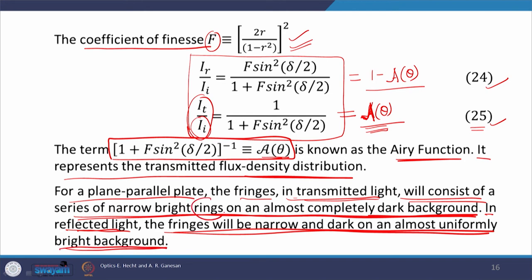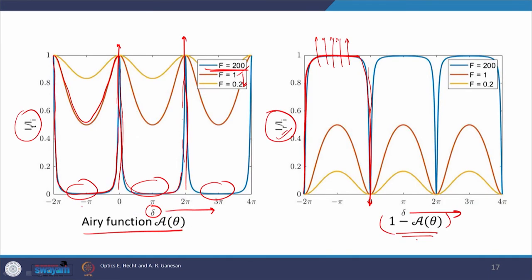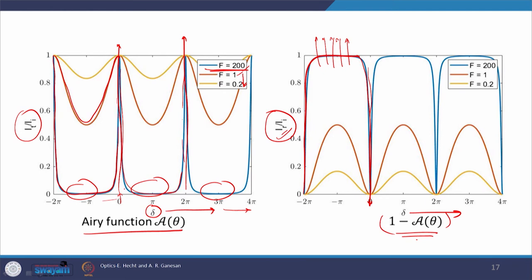But the ring concept is still to be explained, why it is a ring. Now you see that this is the phase; on the horizontal axis I am plotting the phase. And this thin film is a 3-dimensional object. One light is being launched here, and multiple reflection and refraction is seen. You can rotate it in 3D. If you rotate this in 3D, then you will see that a ring is formed.